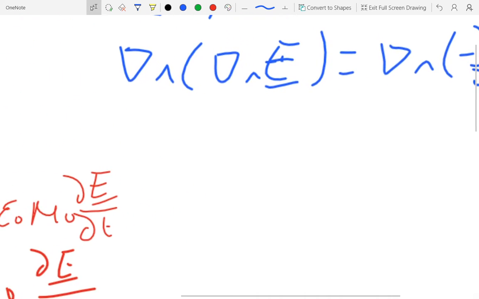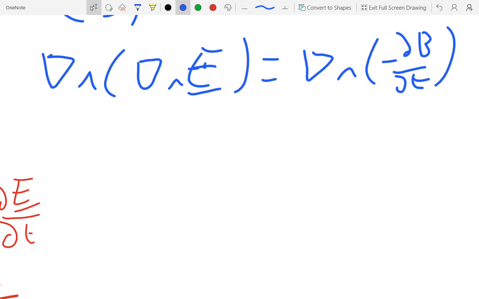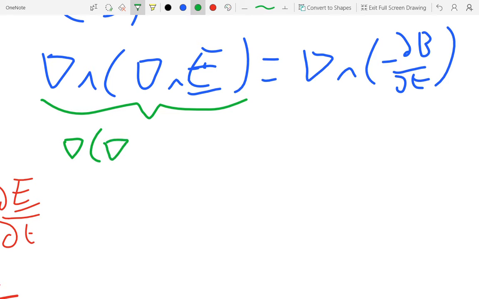If we just go to this bit to see what we're doing, once we do that cross product, we can use the vector identity, del cross del cross E, which is one of the key vector identities that people need to know. So del acting on del dot E minus del squared E equals del cross del cross E.